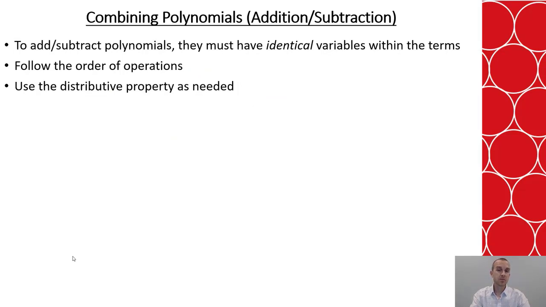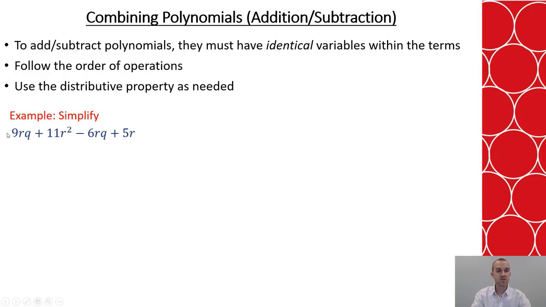We can also combine polynomials if the terms have identical variables. And that's the key part. If I want to add or subtract them, they have to be identical. Just follow your order of operations and use the distributive property whenever you need it.